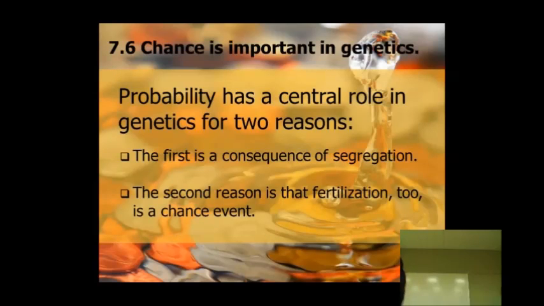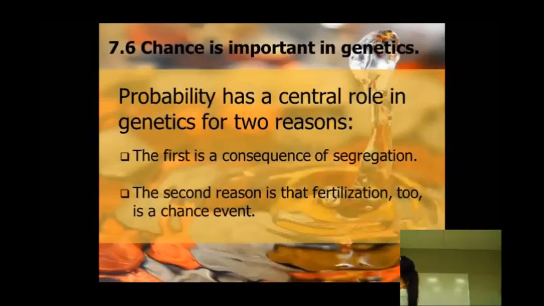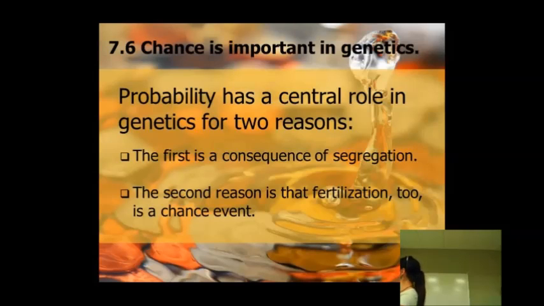So chance is important in genetics, and probability has a central role for two reasons. The first is the consequence of segregation, where we talked about the chromosomes separating and going into the different eggs and the different sperm. So there's a chance that you could get one of the alleles or the other one from your mom and from your dad. And the second reason is that fertilization is also a chance event. So it's like rolling the dice twice. We have once when the alleles are separating to go into the different eggs, and we've got another chance when the egg and sperm are coming together.